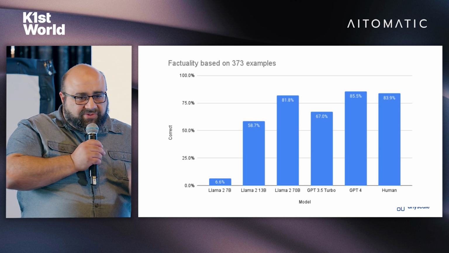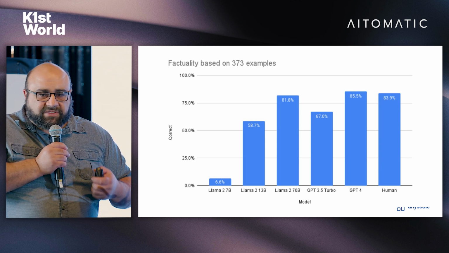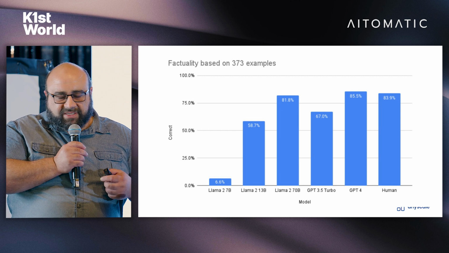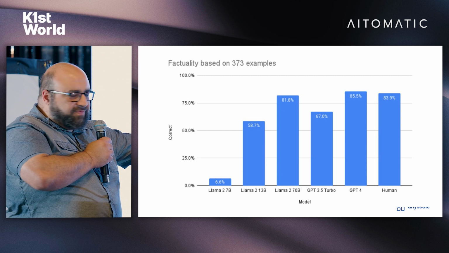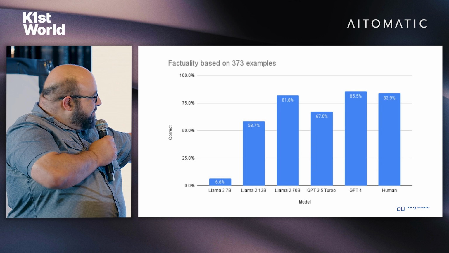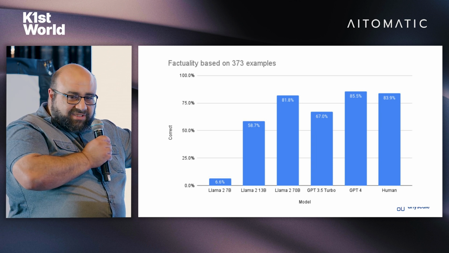So now we actually do this evaluation to determine which of the LLMs is more factually accurate. And sure enough, you can see humans perform at about 84%. GPT-4, you know, is slightly better than human.